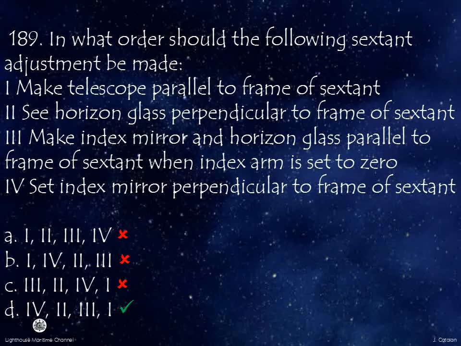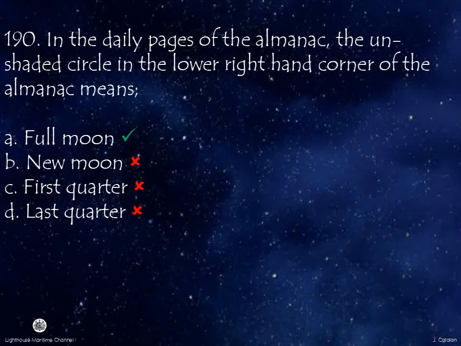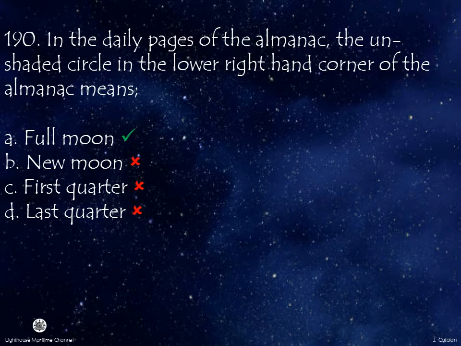Form of sextant? Answer: fourth, second, third, first. Number 190. In the daily pages of the almanac, the unshaded circle in the lower right-hand corner of the almanac means. Answer: full moon.